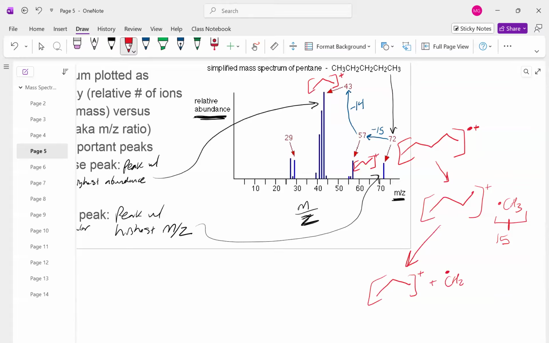We'll get into slightly more difficult examples. Alkanes are very easy because a lot of times you're just lopping off a carbon on the end, and then you get the next lowest peak. So you can see that I'm not really caring about some of these smaller ones. I'm just really focused on the largest fragments.